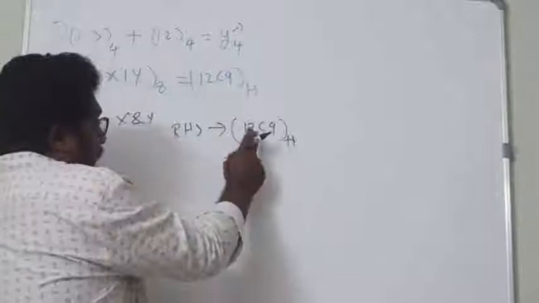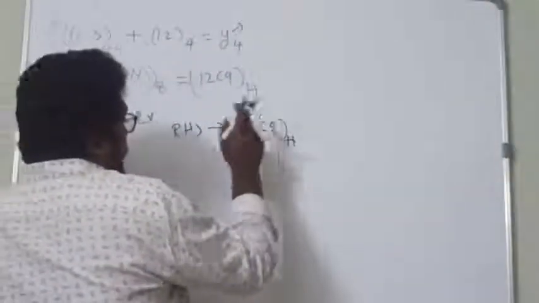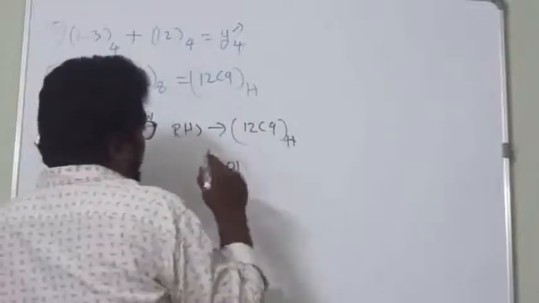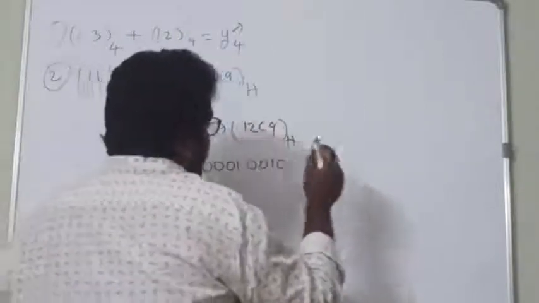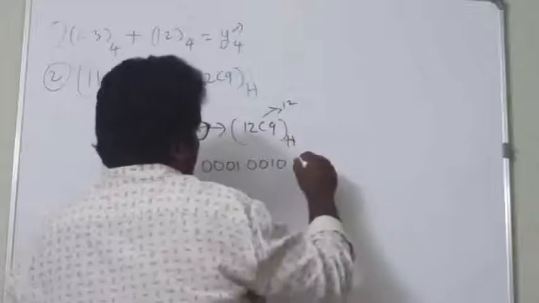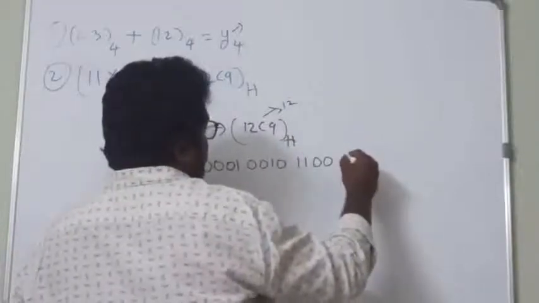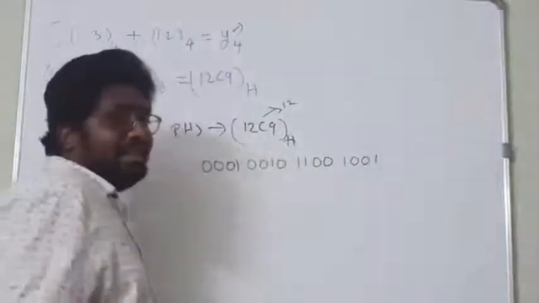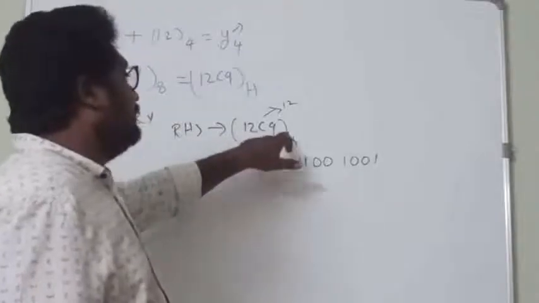The first step to convert the hexadecimal number to the octal number is that we have to convert the given hexadecimal number into a binary number, that is 12C9. 1 means 0001, 2 means 0010, C means here C is 12, so 1100, 9 means 1001. This is the binary equivalent of the hexadecimal number 12C9.